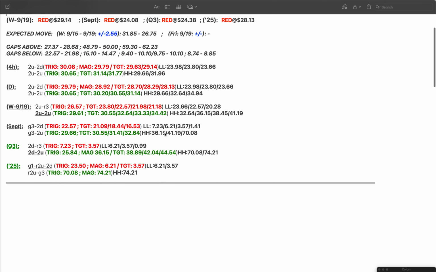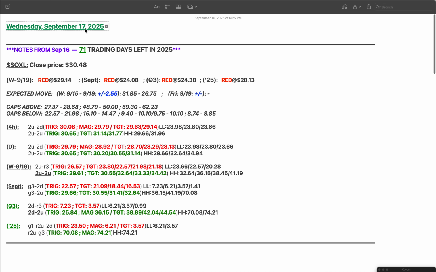So let's look at the notes for today, right? We've got Wednesday, September 17th will be tomorrow. Today is the 16th, so that's where our notes are coming from. Tomorrow, there will be 71 trading days left in 2025. Today's close price was 30.48, and we can see here what it would take to flip the week, the month, the quarter, and the year red, right?